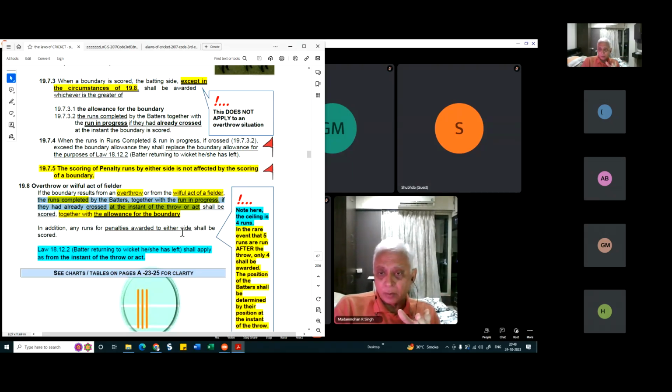So, like in Ben Stokes' case, at the instant of the throw, they were at 1 run, not cross for 2. It was 1 run. And therefore, 1 plus 4 was what should have been given, not 1 plus 6. Because 1 plus 6 was later when the ball came near the wicket keeper, and Ben Stokes' bat touched it and it went away. At the instant of the throw, they had completed only 1 run and had just started for the second run, not cross for the second run. So at the instant of the throw, it was 1 run, plus 4 is the boundary allowance.